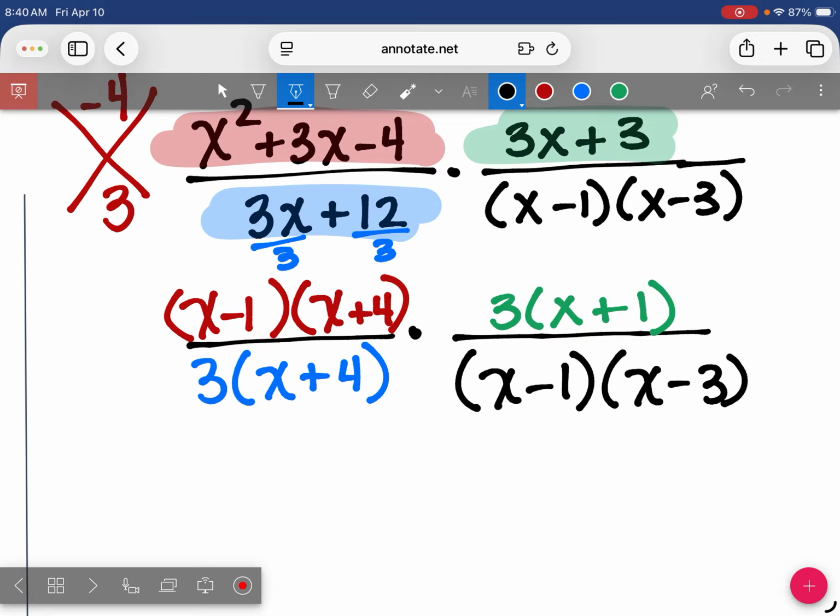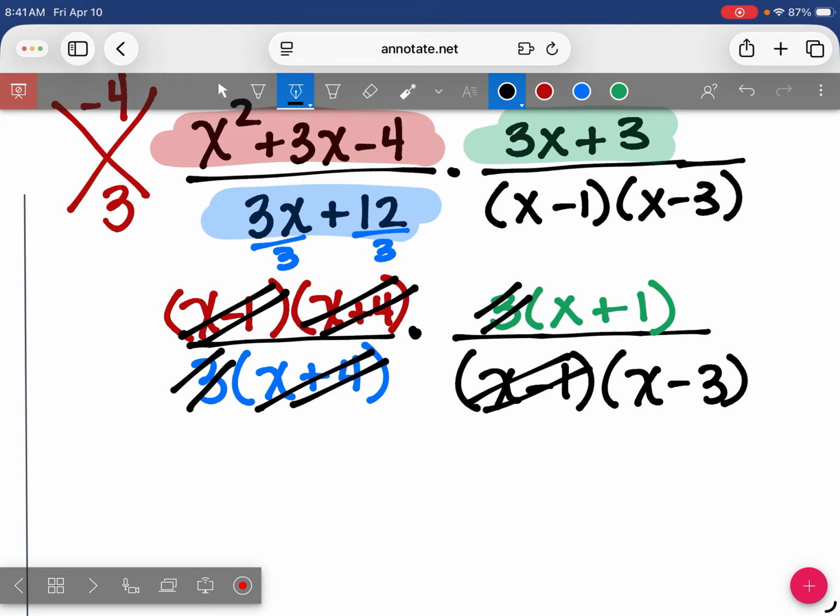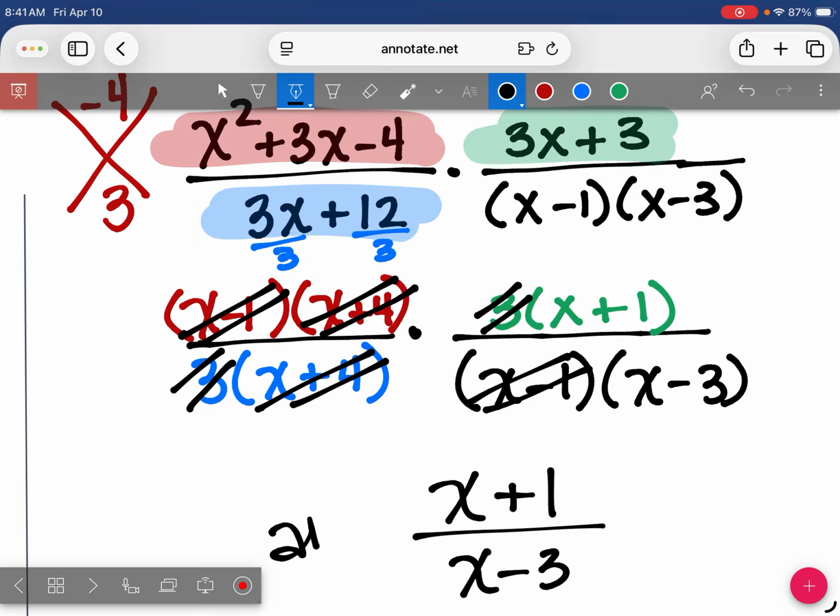So Tanya, what's one thing I could cross out? You said -4? I didn't hear you. The 4x plus 4? So let's take away the x plus 4. Bailey, anything else I can cross out? Yep. And there's something else I could cross out. What else can I take away? The 3's. So that's leaving me with x plus 1 on the top over x minus 3.